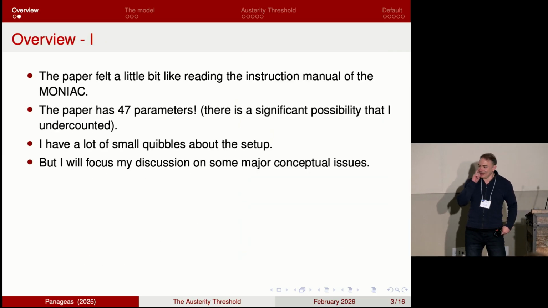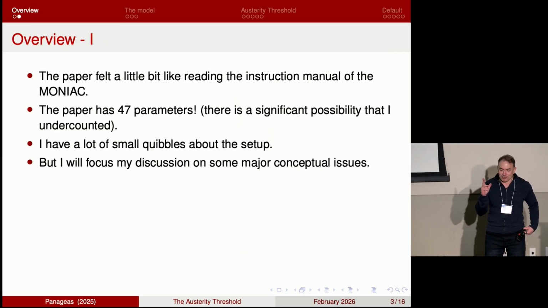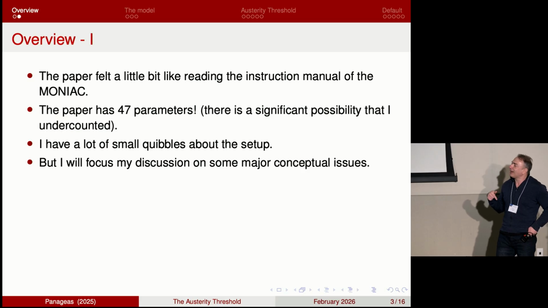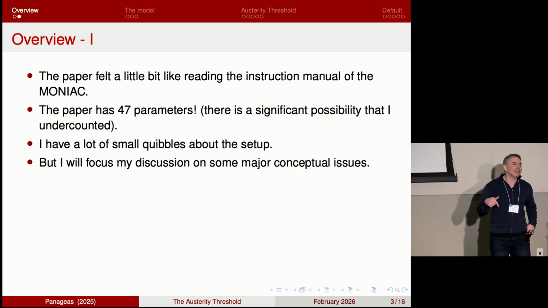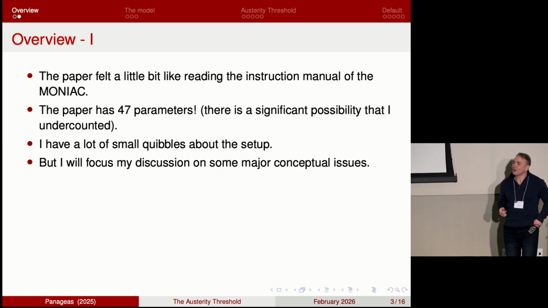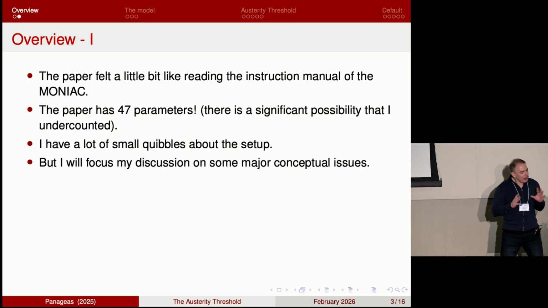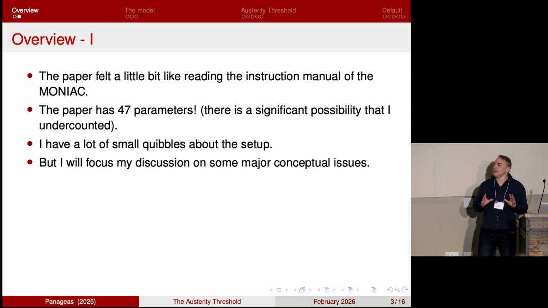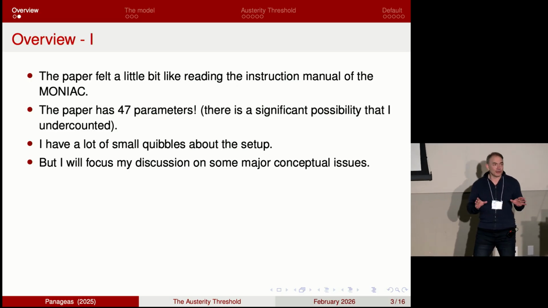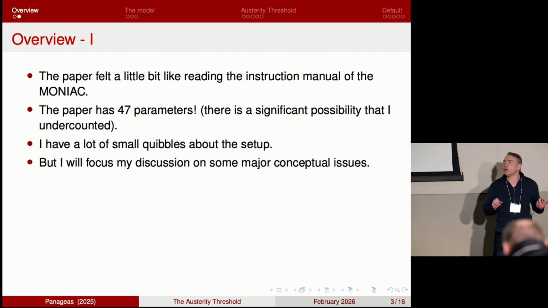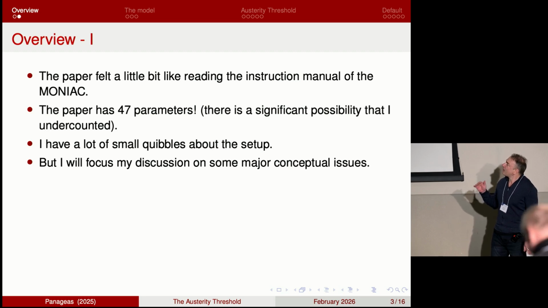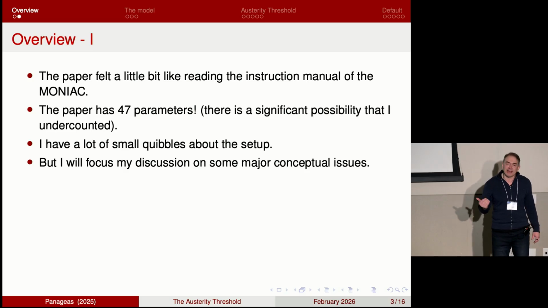Because I felt that the task of a discussant of this paper is like the Moniac came back to life, and I was tasked with reading the instruction manual and figuring out all the plumbing, right? The paper has 47 parameters, and there is a very good chance I miscounted here. As a matter of fact, I thought to myself, well, the Greek language has 24 letters. So basically, how do you get to 47 parameters?